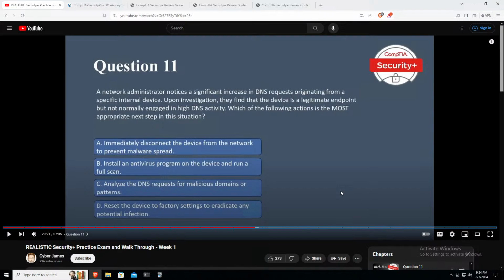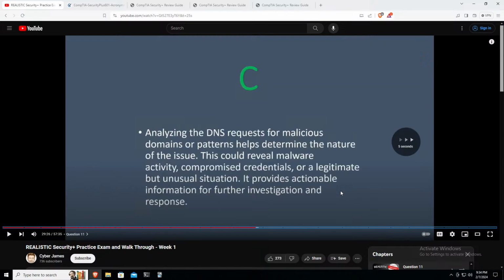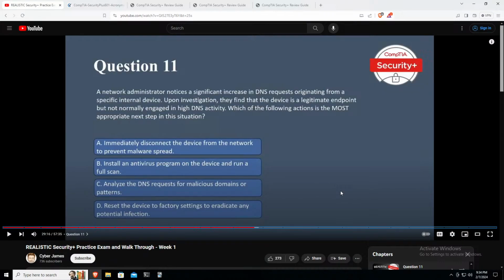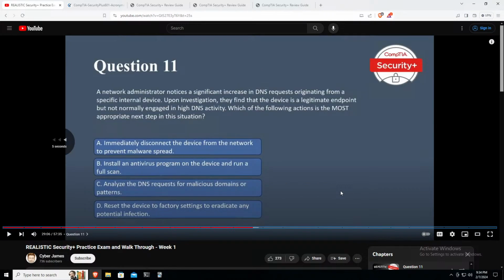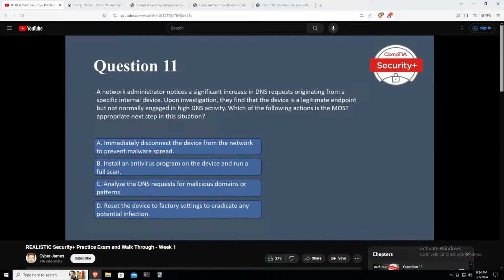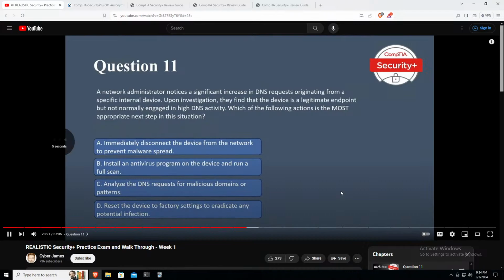Okay, so the answer here is C. Analyze the DNS requests for malicious domains or patterns. Well, I guess you could do that. They do have an argument for A, but let's see. Just domains or patterns. I'm leaning more towards that.